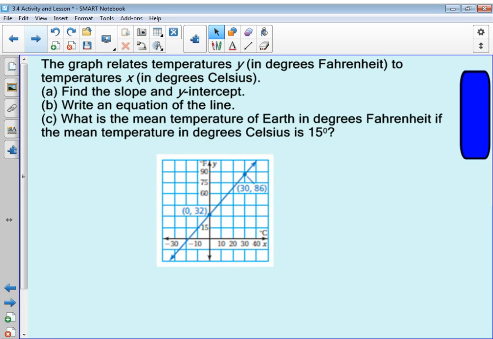So here it says the graph relates temperatures y in degrees Fahrenheit to temperatures x in degrees Celsius. So our y's are degrees Fahrenheit, and these would be our degrees Celsius. Find the slope and y-intercept. So our y-intercept is where it crosses the y line, and that would be at 32.